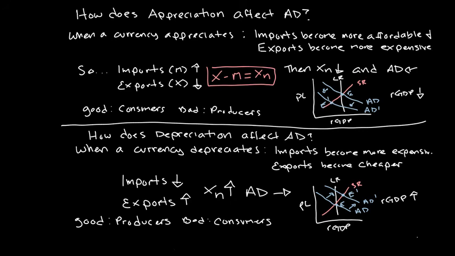So basically, that's what they need to know about the foreign exchange market. They need to know what it is, how to draw it, what causes currency appreciation and depreciation, and then they need to be able to explain how those currency appreciations and depreciations impact the aggregate demand curve. And if they can do all those things, you are basically done with the course. Congratulations, you have made it.